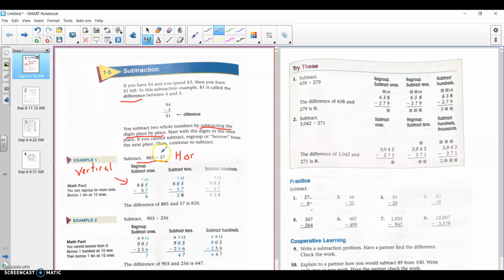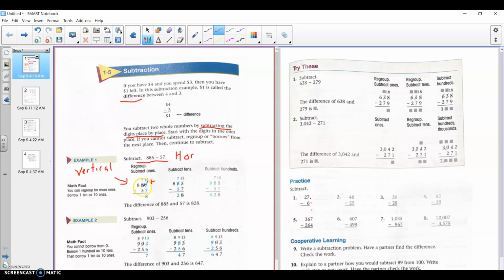So back to 885 minus 57. We're going to start subtraction. You always start in the upper right hand corner at the top. And we're going to start with this 5 right here. You cannot do 5 apples minus 7 apples. You just don't have enough apples to take away. So you're going to borrow from the neighbor.